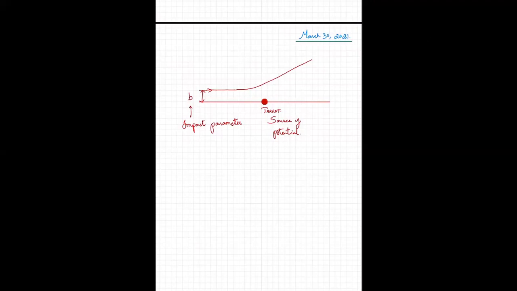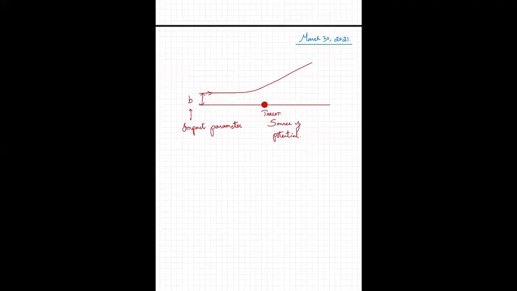The scattering angle is defined as follows. If the target were not there, this guy would have continued traveling along a straight line like this, right? But since there is a target, since there is a non-zero potential, it has been scattered off in this direction. So this angle between the scattering direction and the initial direction is called theta, and theta is called the scattering angle. So the goal of classical scattering is to figure out what the scattering angle is.